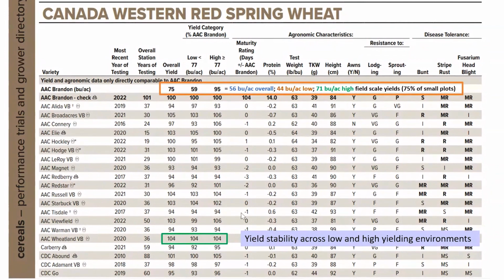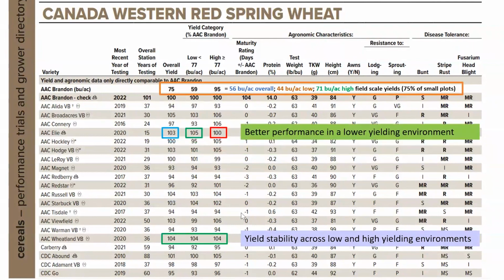However, if you know what kind of yield environment you're in, let's look at Eli next. You can see that over its 15 station years of testing, it yielded 103% of Brandon. But in a low yield environment, it yielded 105% of Brandon. And in a high yield environment, it yielded the equivalent of Brandon.